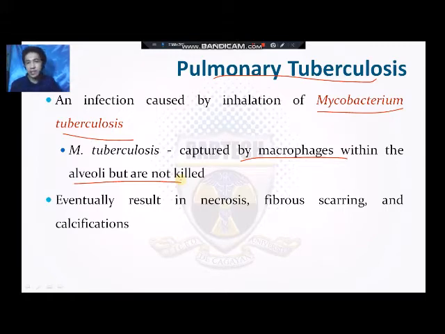The disease still progresses. Okay, so if ever ma-expose ta ni mga Bacterium tuberculosis ng mga bacteria, our lung fields, kani sila, the alveoli of our lung fields, they are the bacterium are just being captured by our macrophage, pero dili sila ginapatay.